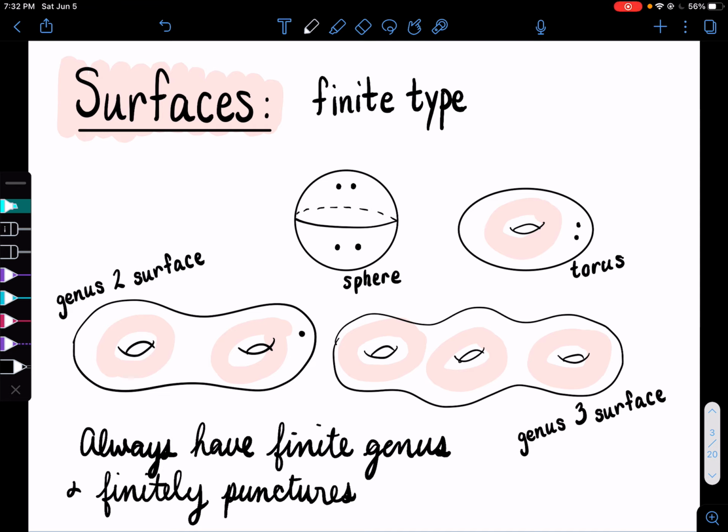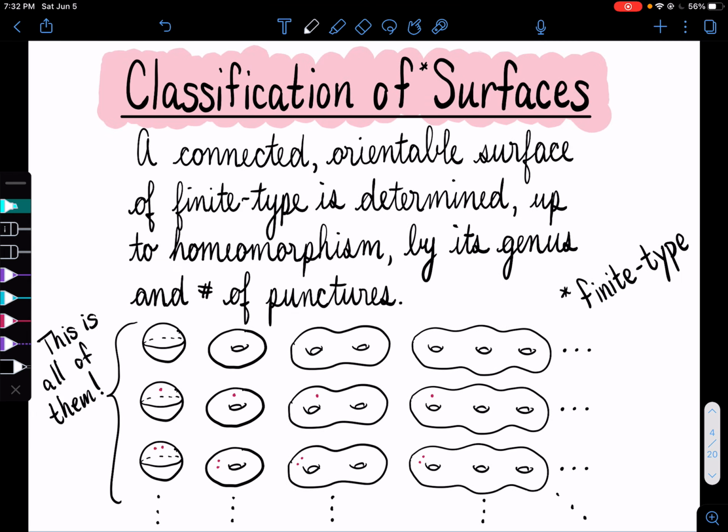One of the results that really makes it easier to study surfaces and to describe the types of surfaces we're thinking about is the theorem called the classification of surfaces. Here you'll note my little asterisk. I'm talking about surfaces of finite type. The classification theorem tells us that a connected orientable surface of finite type is determined up to homeomorphism by its genus and the number of punctures.